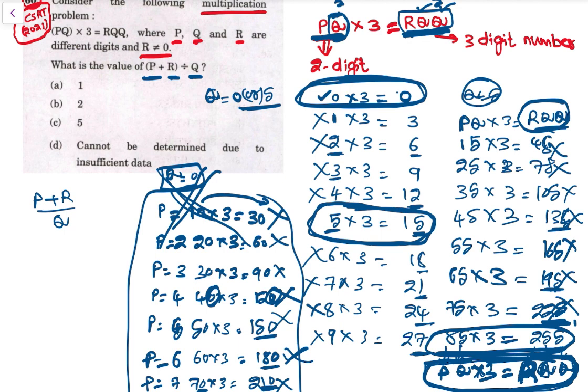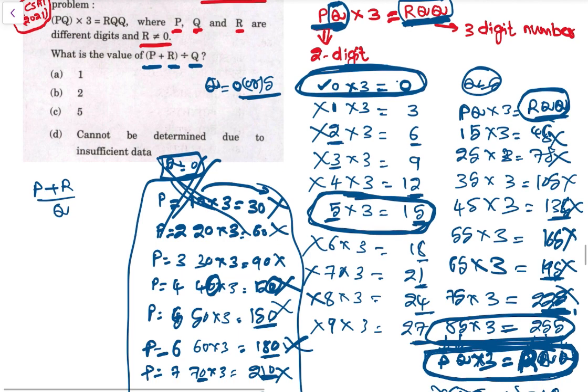So what is P here? P we are getting is 8, plus R. R is 2 here from here. Then Q is 5. So that is 10 divided by 5, which is equal to 2.